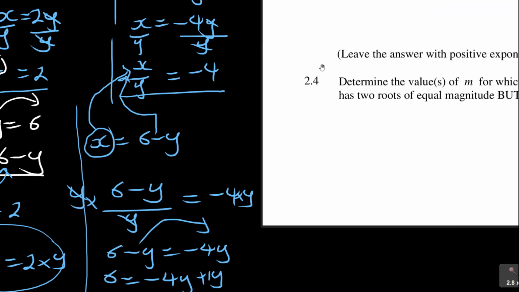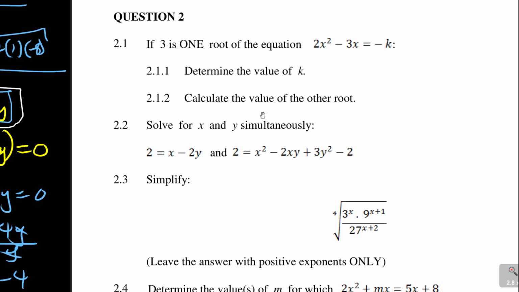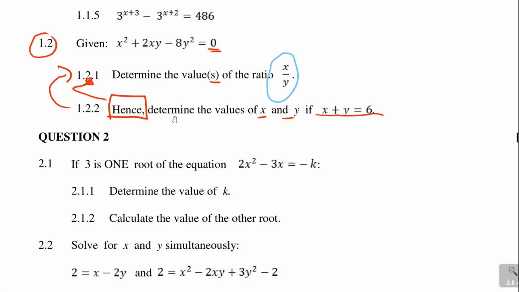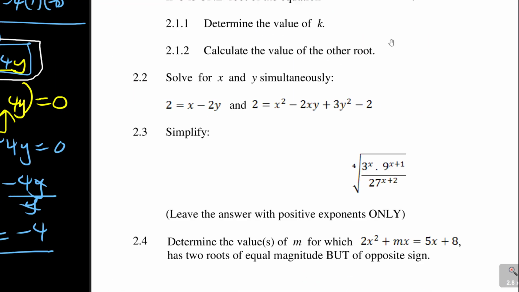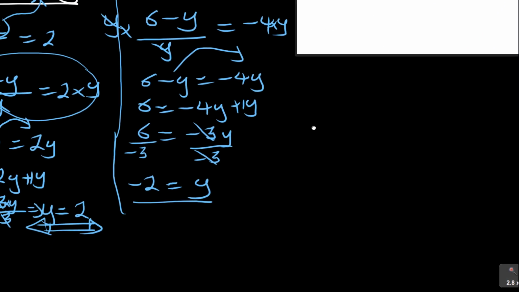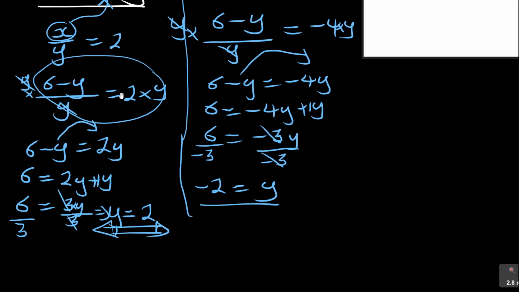Now, the question was what? The question was, hence determine the values of x and y. So we know the value of y. There are two of them. We have got y is equal to what? Y is equal to 2 and y is equal to minus 2.